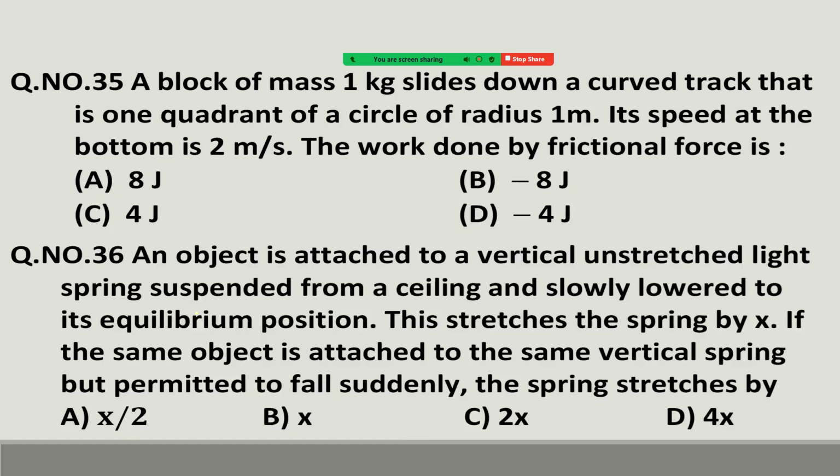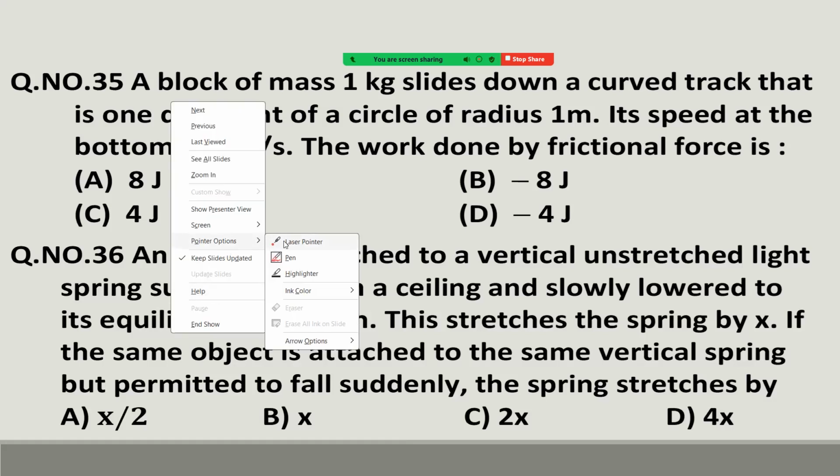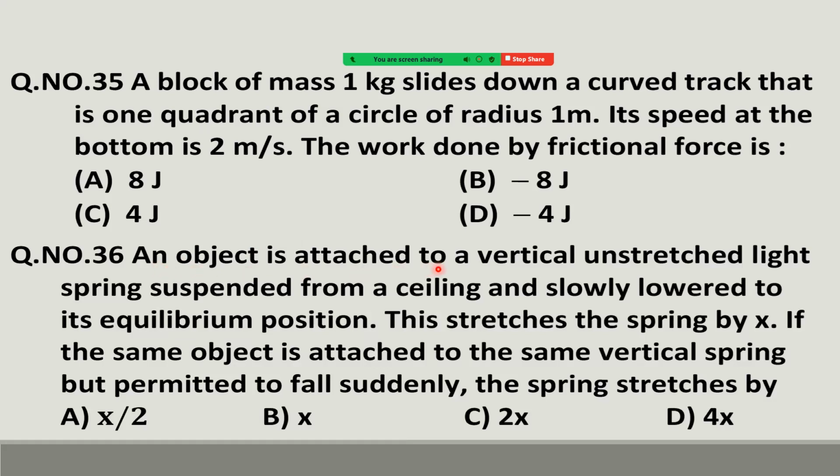Let us see the next one. An object is attached to a vertical unstretched light spring suspended from a ceiling and slowly lowered to its equilibrium position. This stretches the spring by x. If the same object is attached to the same vertical spring but permitted to fall suddenly, the spring stretches by?